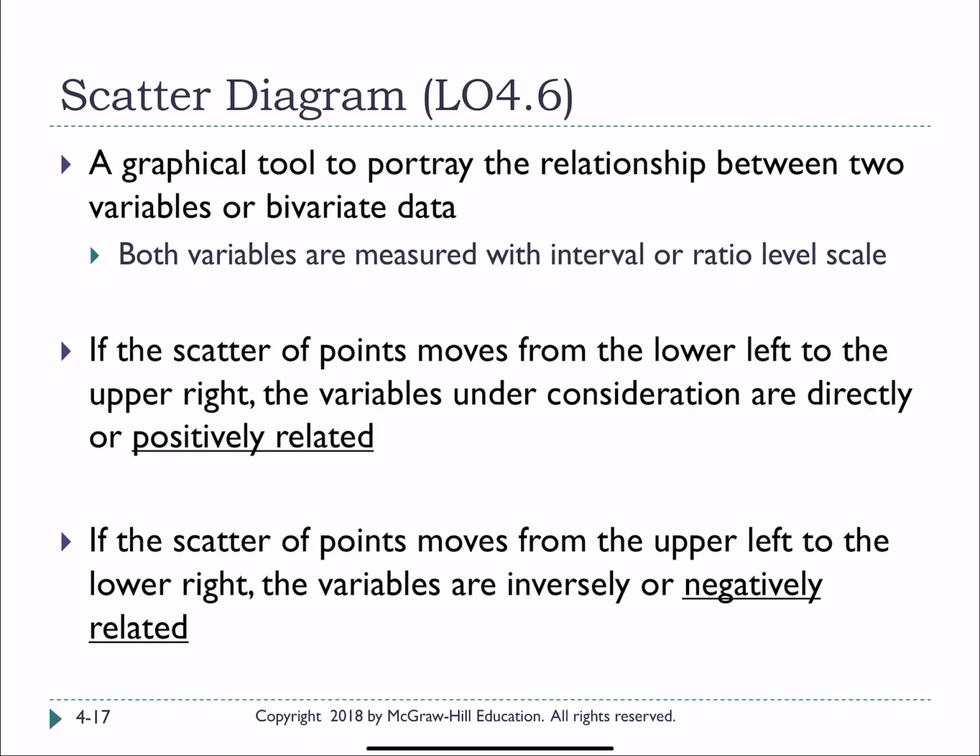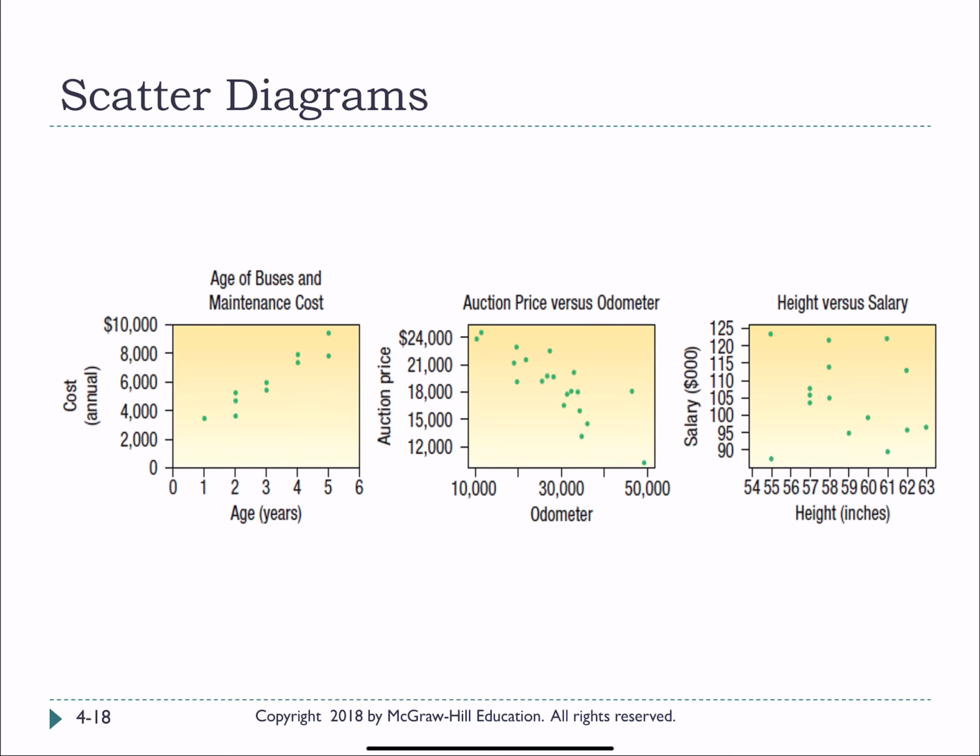All right, last thing here, scatter diagram, just a graphical tool to portray this relationship between our variables. If our scatter points move from the lower left to the upper right, then we say there's a direct relationship here, or positively related. And if it's the opposite, upper left to lower right, we say negatively related or inversely. So example 1 here is a positive relationship. Example 2, you can see, is more negative.